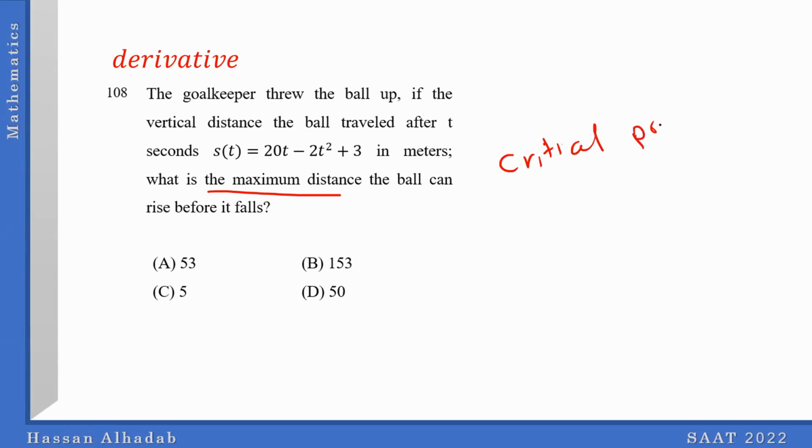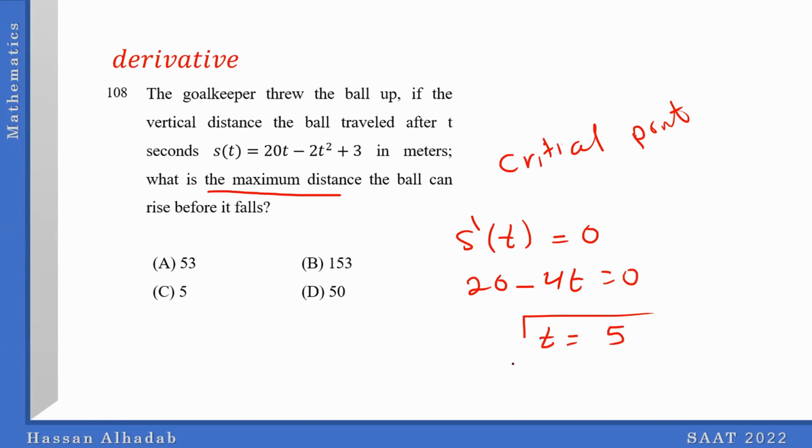So we just find the derivative, which is 20 minus 4t, and then make it equal to 0 and solve. Yes, so t is going to be 5.